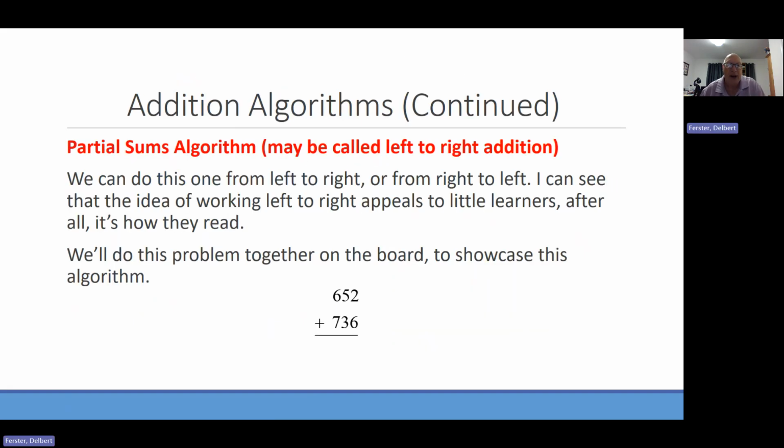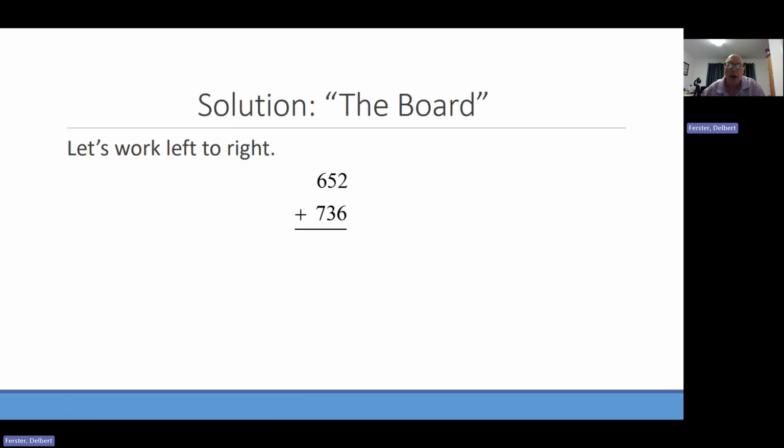All right, addition algorithms, partial sums. Some kids are bothered by the fact that when you do math, you don't go left to right. So I kind of like this one in that you can go left to right. So I'm going to click and we're going to do the next problem. So what we're going to do is we're going to add from the left. So we're going to do 6 and 7. You guessed it, that's 13.